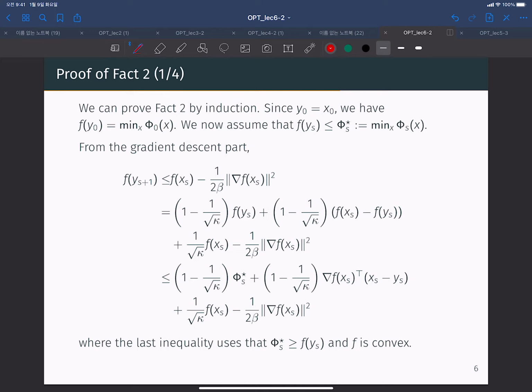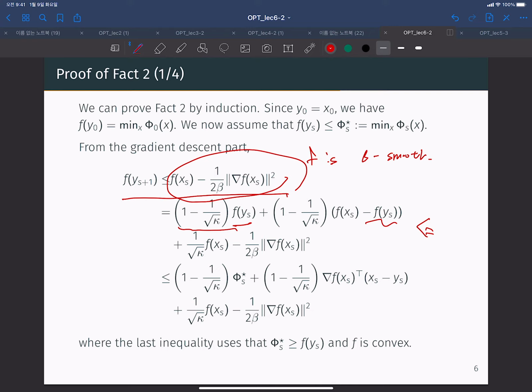Okay, so from the gradient descent part, from the definition of y s plus 1, we first know this, because f is beta smooth. When we have a beta smooth function, 1 over beta step size guarantees this. And I just rewrite this term using kappa, 1 over square root kappa. So this is just simply adding and subtracting the same terms. For instance, here I add 1 minus 1 over square root kappa f(ys) and then subtract the same amount here. And here I subtract 1 over square root kappa f(xs) and then add 1 over square root kappa f(xs). So I just add and subtract the same terms.